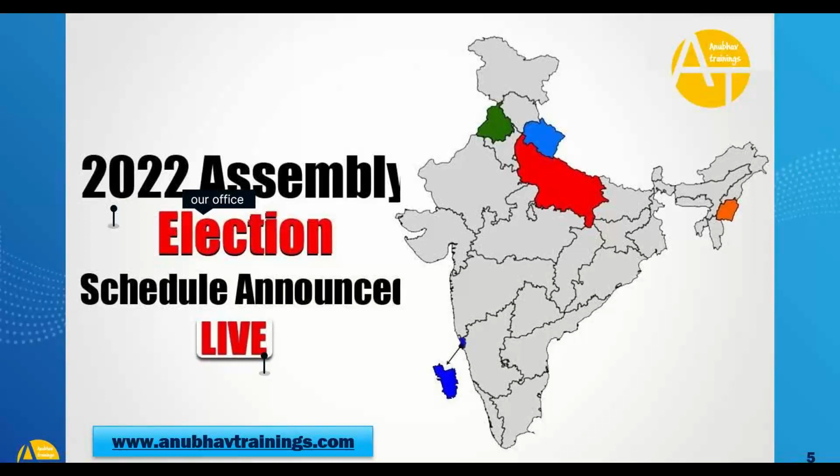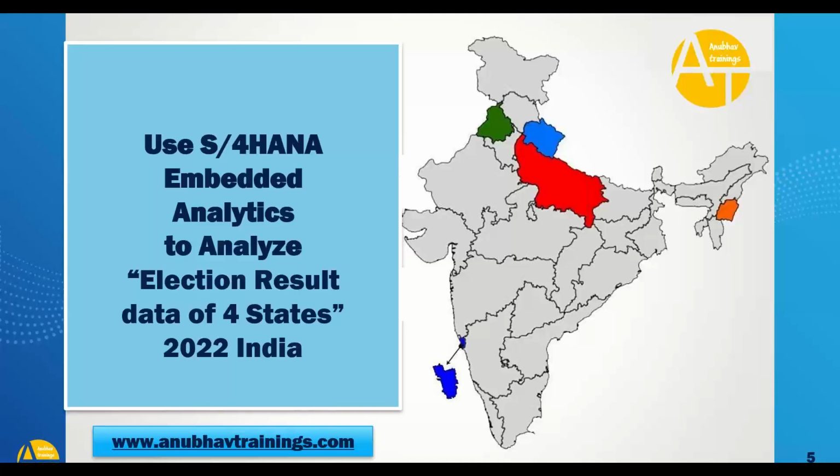Having said that, our use case today is to design analytics for the recently held 2022 assembly elections in India. This is going to be our use case. We had elections in 2022 in 4 states predominantly, which were Haryana, Uttar Pradesh, Uttarakhand, and Punjab. So we will analyze this data of these 4 states in an S4 HANA system and build an analytic application.